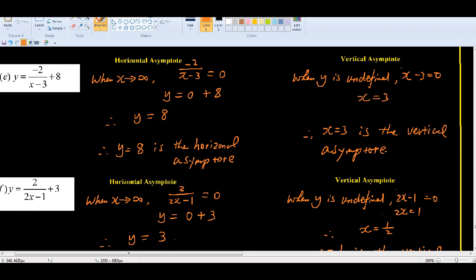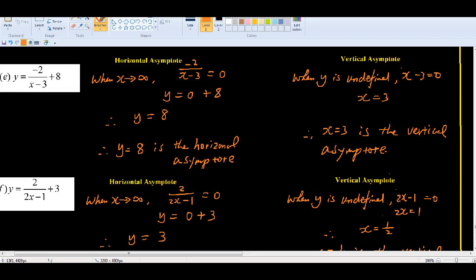Alright, so for the first one, again, when x tends to infinity, minus 2 over x minus 3 equals 0. So y becomes 8. So y equals 8 is the horizontal asymptote. For the vertical asymptote, you need to make y undefined. So that means you have to make x minus 3 equals 0. So x equals 3 is the vertical asymptote.